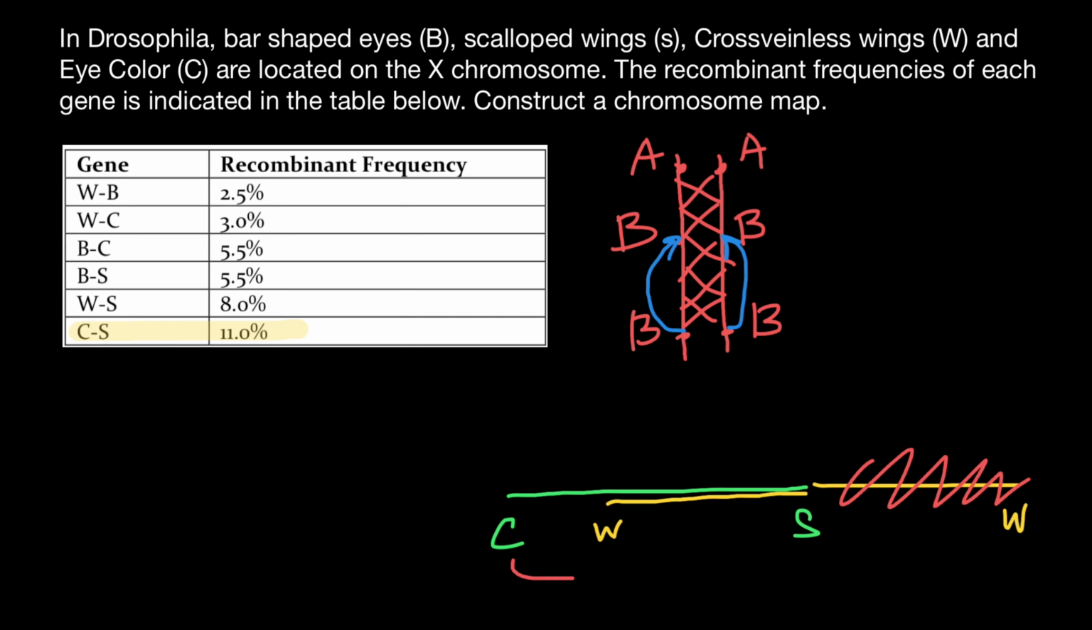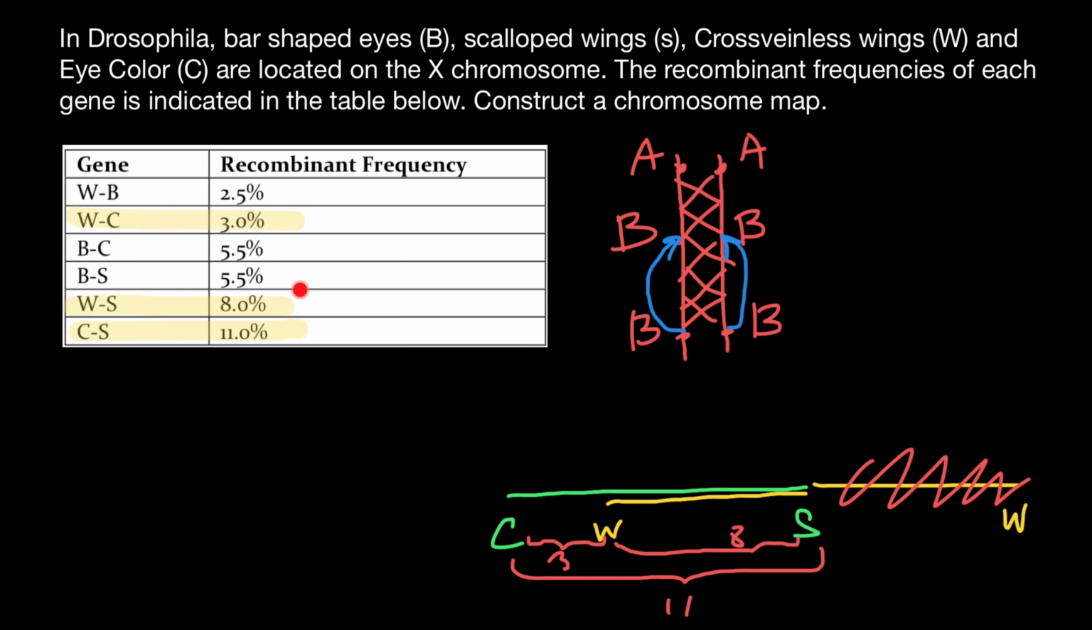So the distance between gene C and S is 11 map units, so 1% frequency of crossing over equals 1 map unit. We also have found that between gene W and S is 8%, and between C and W is 3% recombination frequency or map units. So let's also cross out this variant that we already used. We used the WC variant here.